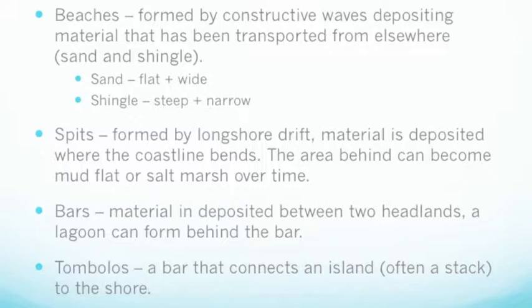Spits are the next type of landform. So if we think again of the Holderness coastline, there's a spit on the Holderness coastline called Spurn Head. It's formed by longshore drift. The material is deposited where the coastline bends. So again, where the Holderness coastline meets the River Humber, that's a change in the coastline. Where this change happens, there's two areas where the water slightly slows down, so there's lots of deposition that happens there. Eventually all this sand is deposited and the spit over time becomes bigger and bigger and slightly curves because of the direction of the wind. The area behind can become mudflat or salt marsh over time.